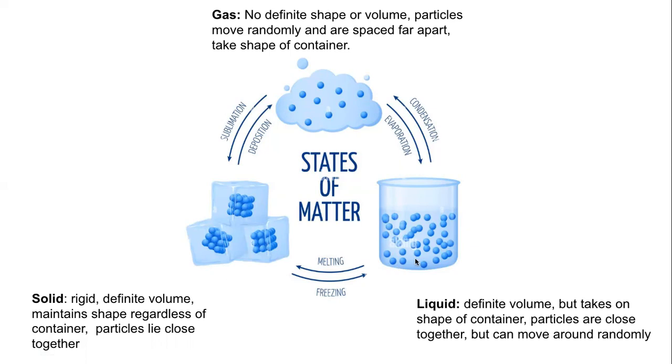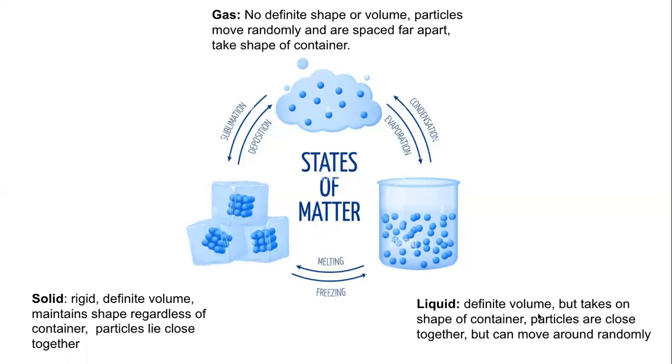Next, we'll talk about the state of matter that's a liquid. This also has a definite volume, but it takes on the shape of a container. So if we go back to our water example, when we pour water into our ice cube tray, now it has the shape of the ice cube tray. If we take the water out of the ice cube tray and put it into a cup, then it will take on the shape of the cup.